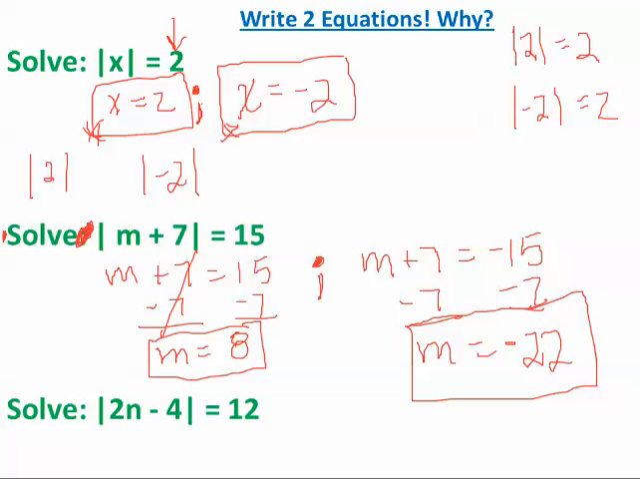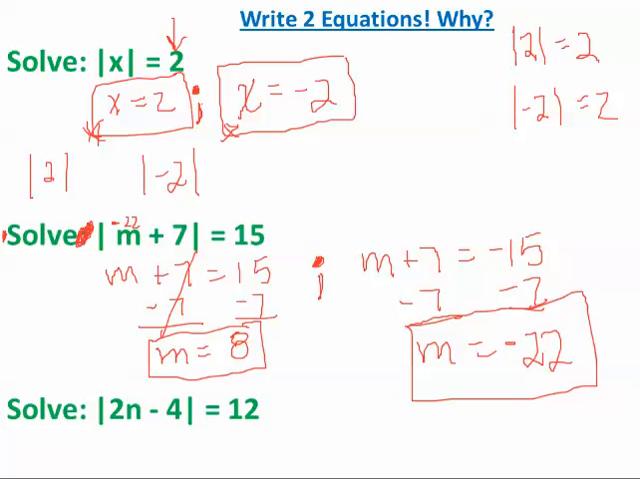And I think if you plug these into there, you'll see what I mean. Let's just do that. What if m were 8? Then 8 plus 7 would be 15. The absolute value of 15 is 15. What if I put a negative 22 in there? Then it would look like this. And when you add together negative 22 and 7, you'll get negative 15. Absolute value of that is 15. So again, when we have an absolute value equation, we're going to have to separate it into 2 separate equations.